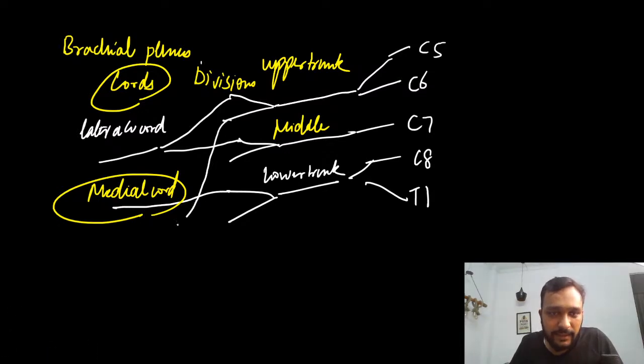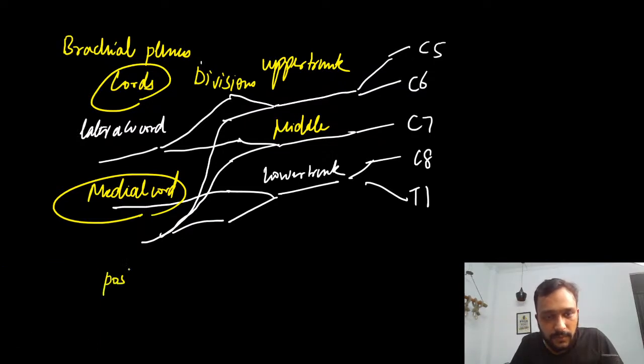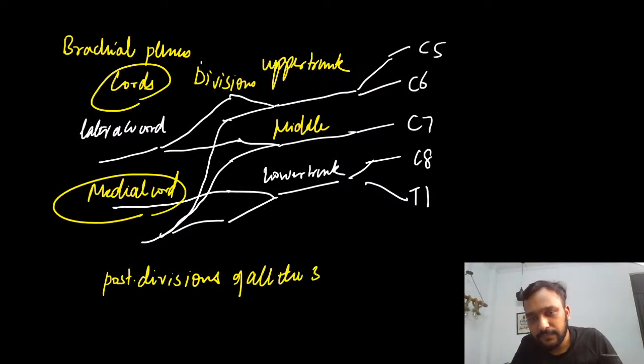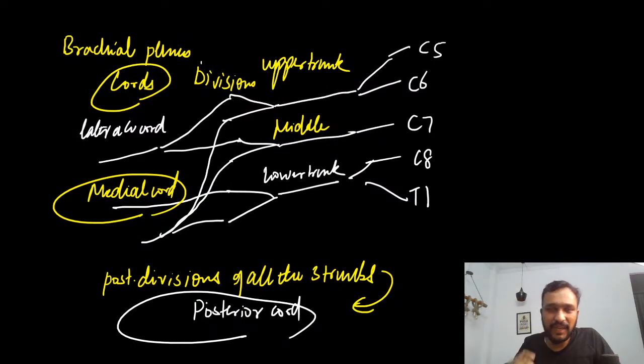Then guys, posterior divisions of all the three trunks are going to form what? Posterior divisions of all the three trunks are going to form the posterior cord, right? So guys, what is the question that I asked you? I asked which part of the brachial plexus is not going to give any branches? I told you that the answer is divisions.